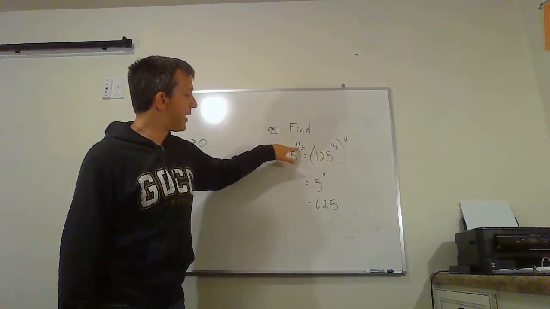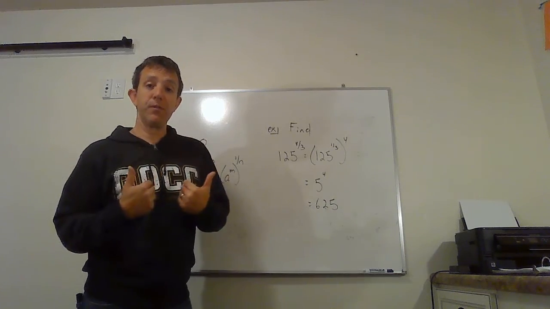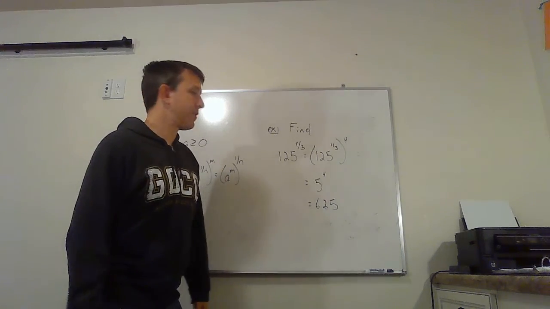So basically, we can take a fraction exponent like that and treat it as 2 parts, as a power and a root, and sometimes that makes it easier for us to solve them.